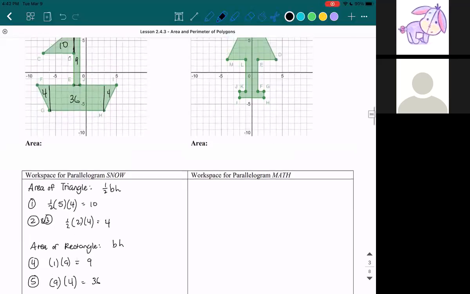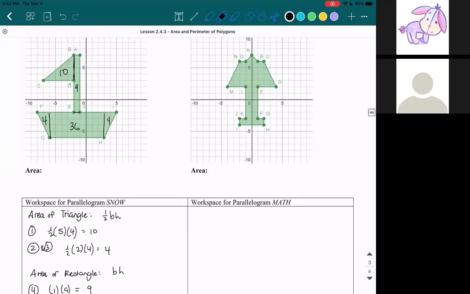Okay, and so now we have all the sections of our composite shape. We've calculated the area of all of these sections. So all we got to do is add it together. So 10 plus 9 plus 4 plus 36 plus 4.